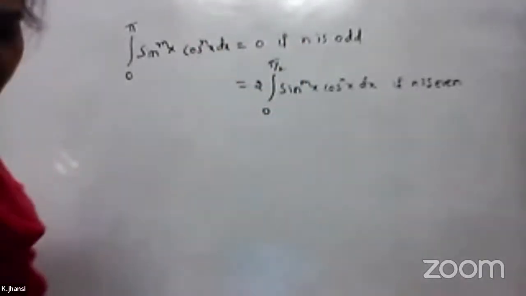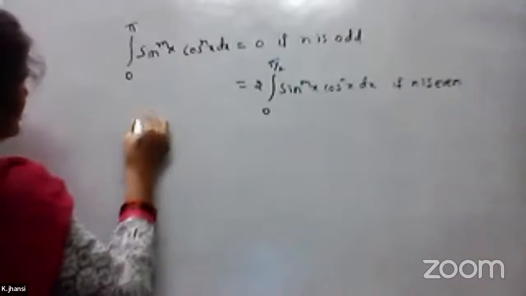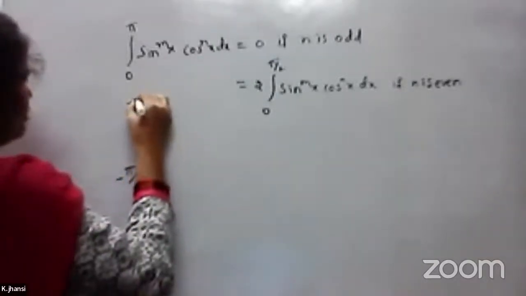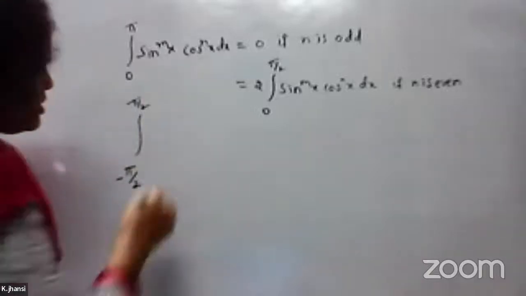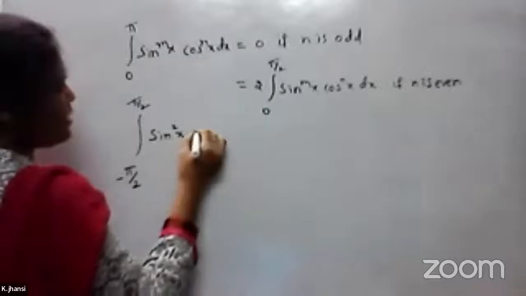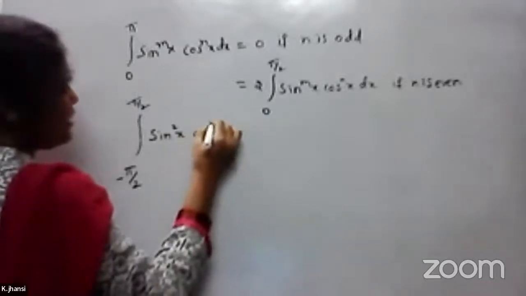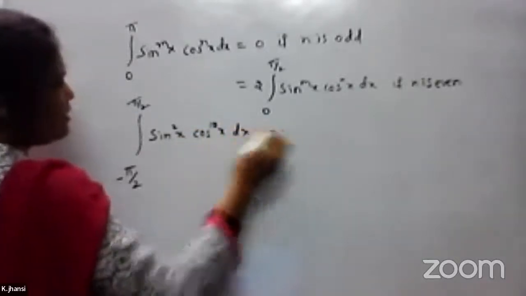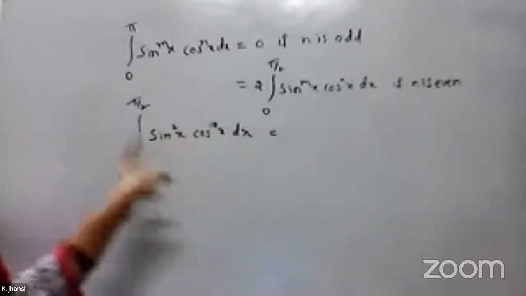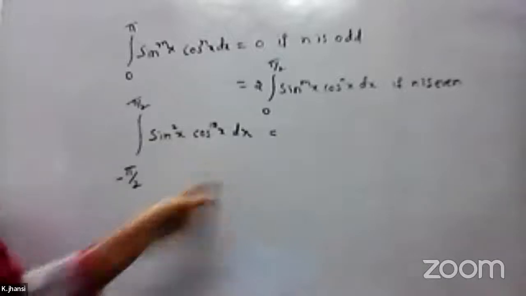Okay. So another one is, if you have like this, integration of minus pi by 2 to pi by 2 sine to the power of 2x and cos to the power of 10x dx. Okay. So here both are even numbers. 2 is even and also 10 is also even.